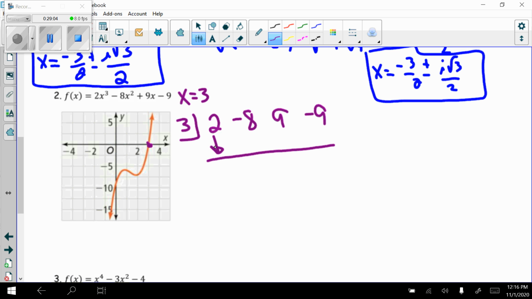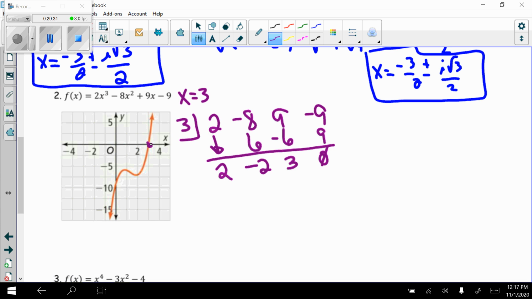My first number comes straight down. Multiply, 3 times 2 gets me 6. Add, negative 8 plus 6 gets me negative 2. 3 times negative 2 gets me negative 6. 9 minus 6 gets me 3. 3 times 3 is 9. We knew that was going to be a 0. Okay? Because the factor theorem told me that if my remainder is a 0, it's a factor. And we knew that x equals 3 was a 0 because it's crossing the x-axis.